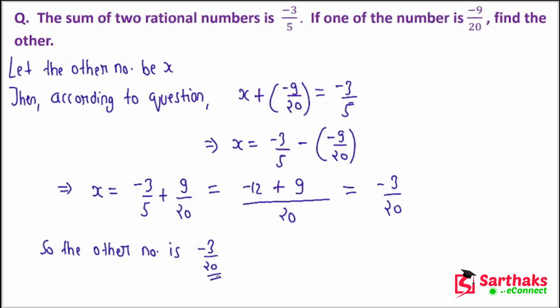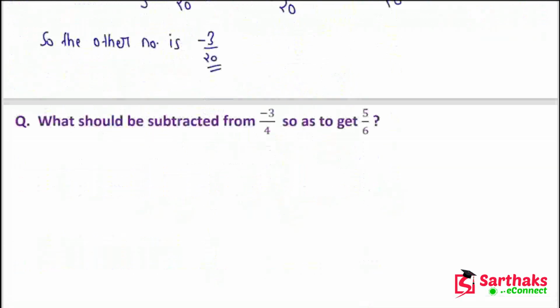Since their denominators are same, minus 3 will get added to minus 9, which will become minus 12 by 20. Then you will cancel out the common factor 4. You will find it to be minus 3 by 5. So our answer is correct and you can verify it yourself. Let us take another question with some different language but similar kind of method.